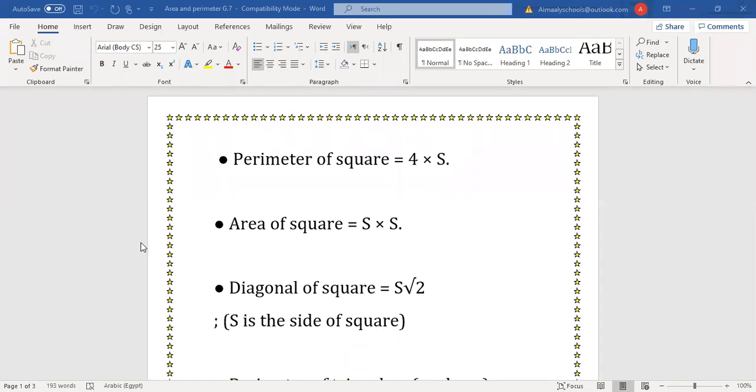Okay. Today, first let's revise the rules. Your friend Ahmed asked me to write the rules in a paper yesterday. First, let's start with the perimeter of the square. The perimeter of the square equals the side length multiply 4. Perimeter equals side length multiply 4. You can see it now. That's right.